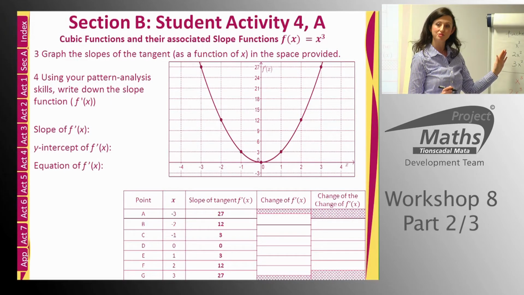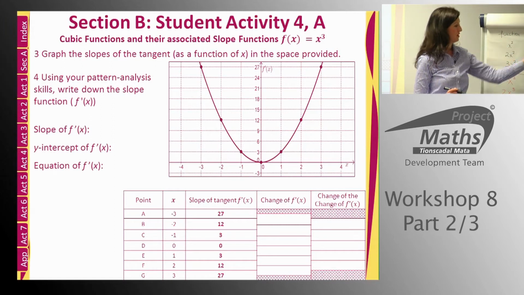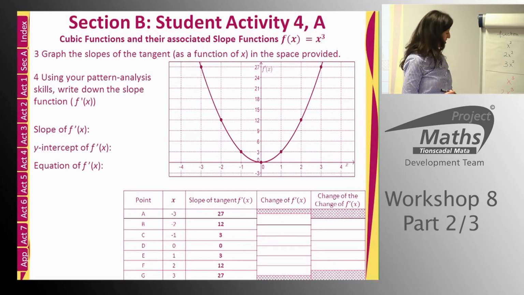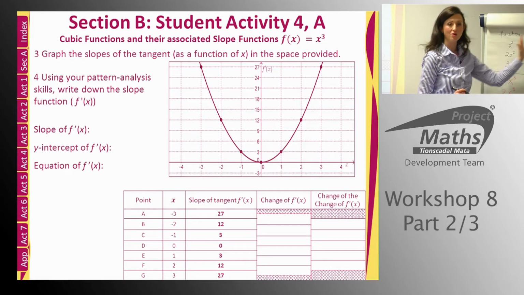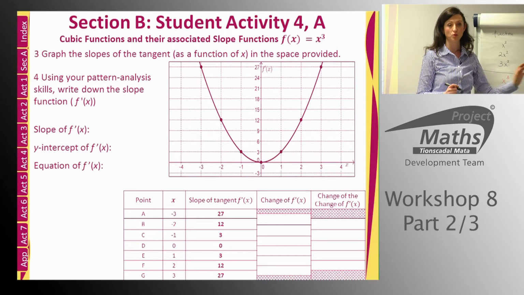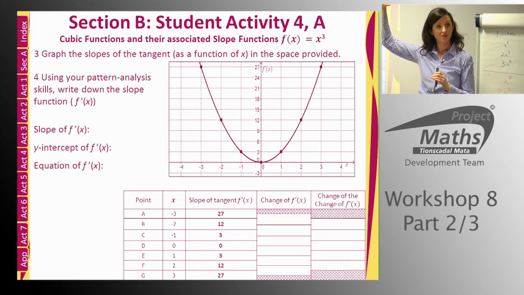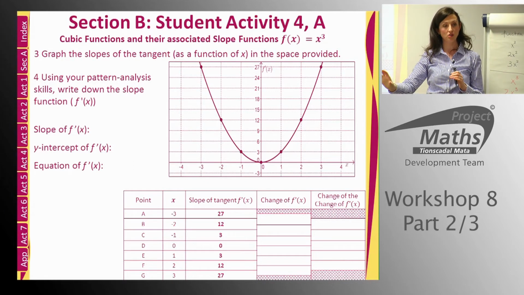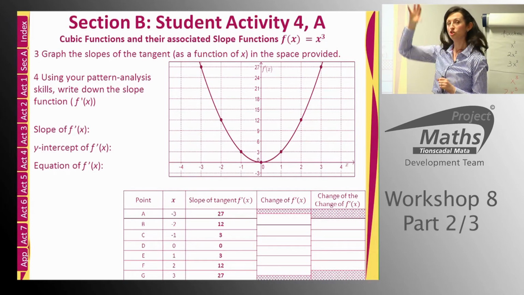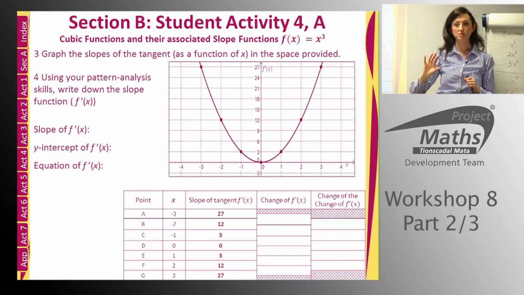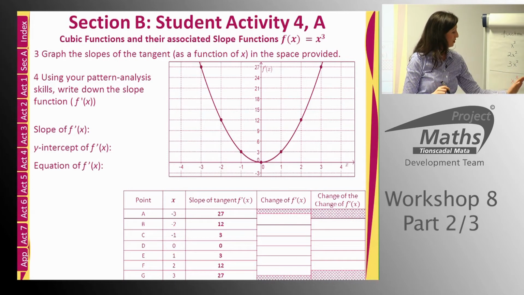Yeah, the powers are always reducing, aren't they? All my squareds went to lines. All my cubes went to quadratics. So you see that the power seems to always be reducing by 1. Even we can see it in the shape, can't we? The cubic becomes a quadratic, and the quadratic becomes a line. So we're always shifting down a power.